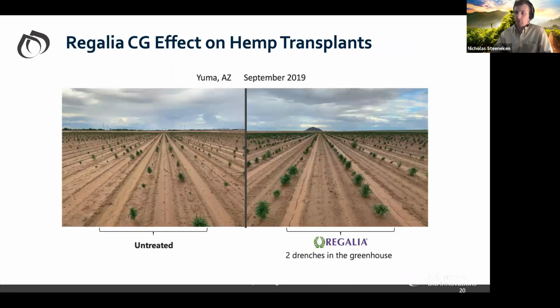Here we see Regalia treated. These are hemp transplants, but as we know, hemp is cannabis. Cannabis is hemp. They're just different levels of the active ingredients. These were treated in the greenhouse with 2 drenches and then brought out to the field. And you can see how the Regalia treated section has bigger, healthier, hardier plants. And I'm sure you would get an increased yield on that if you were to take it all the way to harvest.